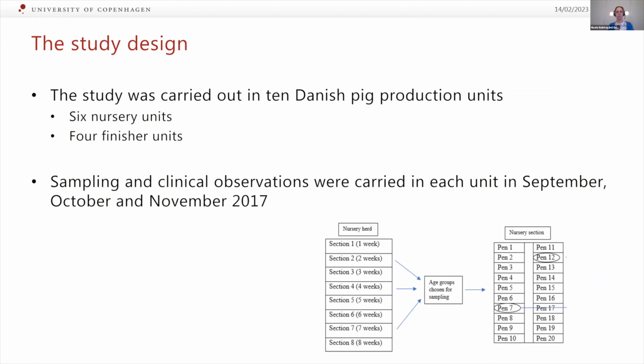This study was carried out in 10 pig production units, where 6 of them were nursery units and 4 of them were finisher units. The sampling and clinical observation were carried out in each unit 3 times, namely in September, October, and November within the same year. At each sampling, 3 different age groups in each herd were selected. Within each age group, 2 pens were sampled, as shown here in the figure.